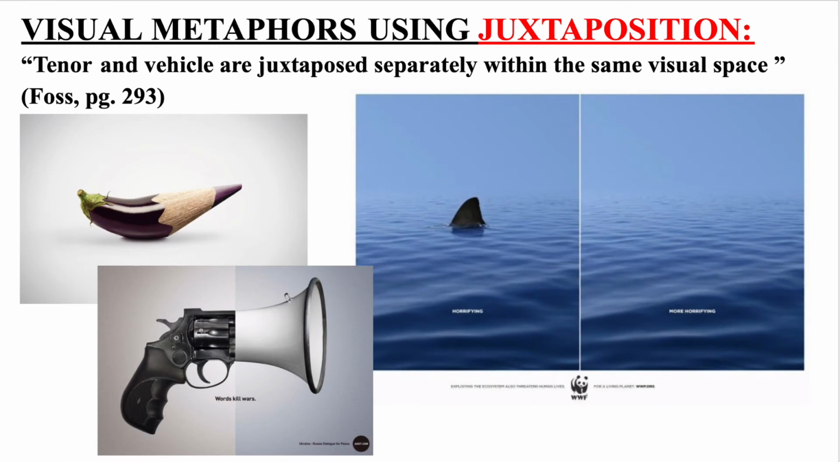For visual metaphors using juxtaposition, the tenor and vehicle are put beside each other, separately within the same visual space. Like the photo of an eggplant with a pencil tip, that is an advertisement for colored pencils. Or the photo below it that says "Words kill wars," which depicts a gun with its barrel being a megaphone.